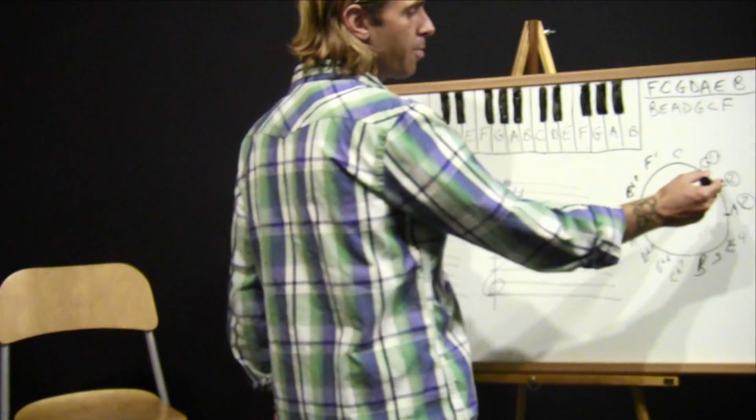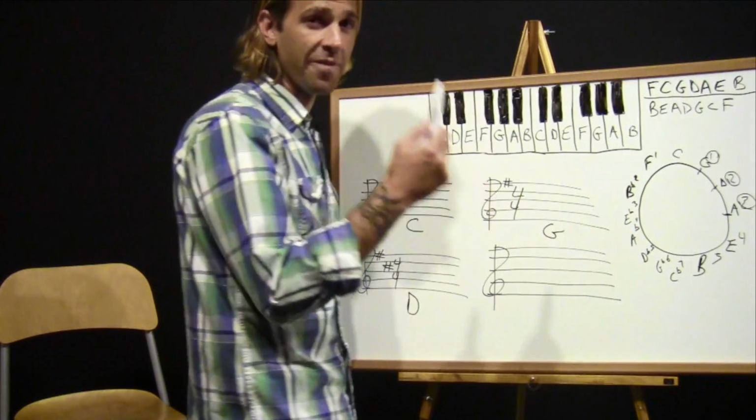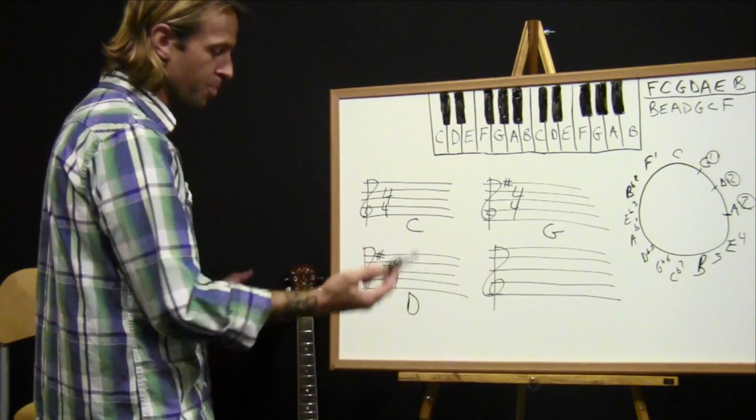Let's look at the next one. The D said we have to have two sharps. Go to the order I just gave you, and let's pick the first two, F and C. And there it is. Perfect.